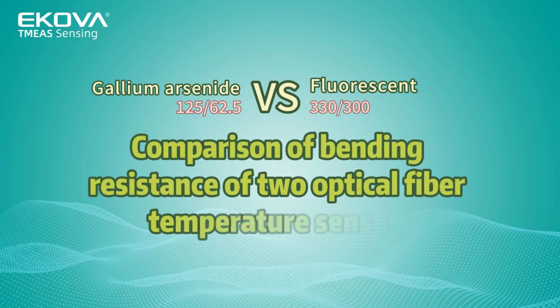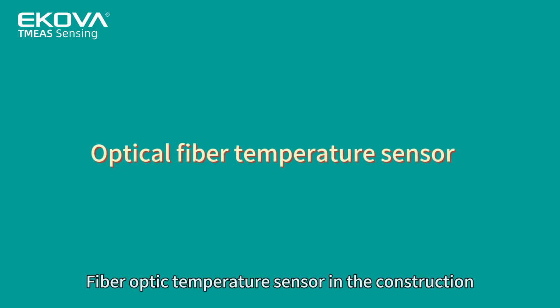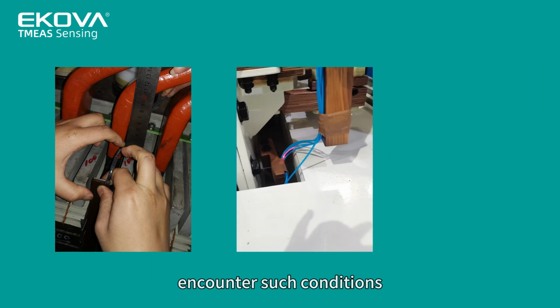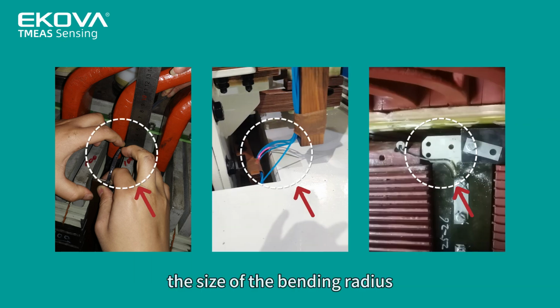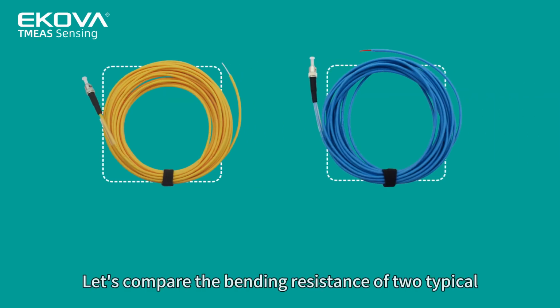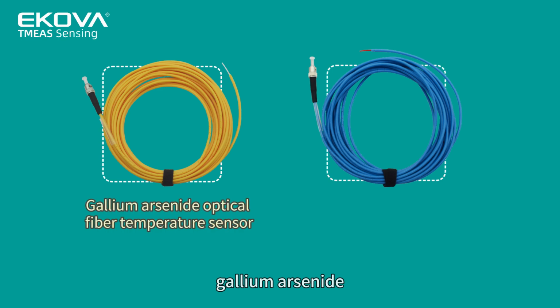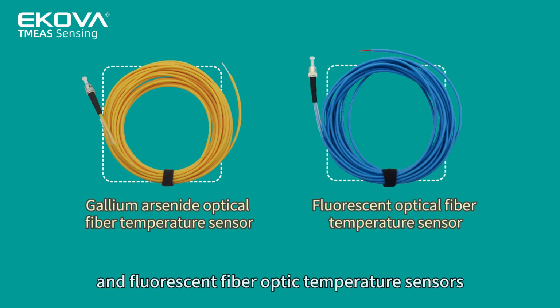Comparison of bending resistance of two optical fiber temperature sensors. Fiber optic temperature sensors in construction encounter such conditions. The size of the bending radius determines whether the product is suitable for application and easy to construct. Let's compare the bending resistance of two typical Shenzhen Akova sensors: gallium arsenide and fluorescent fiber optic temperature sensors.